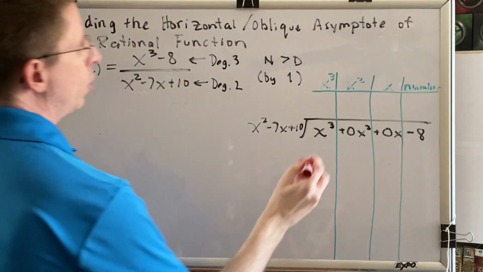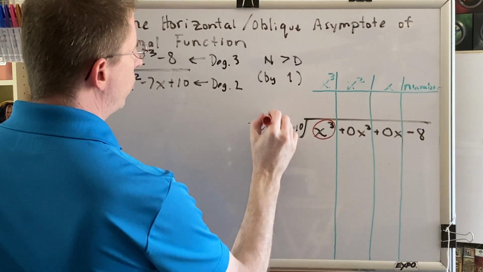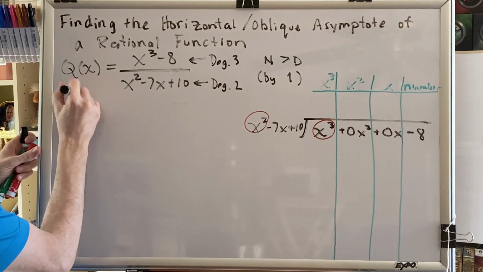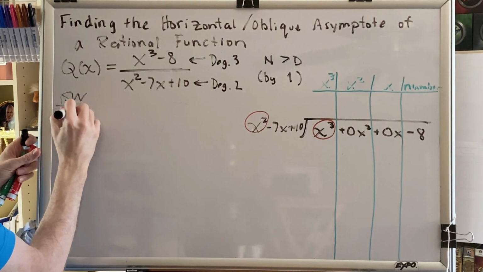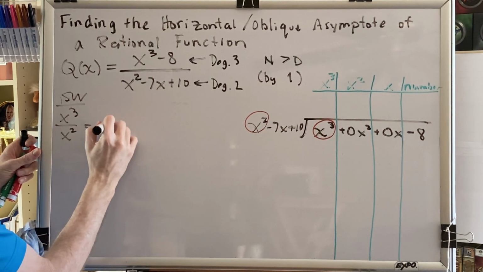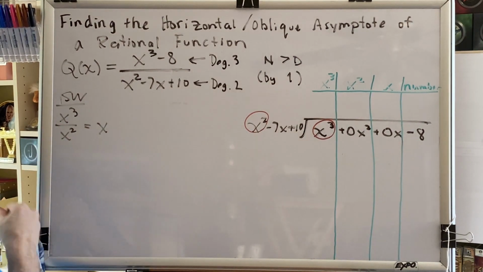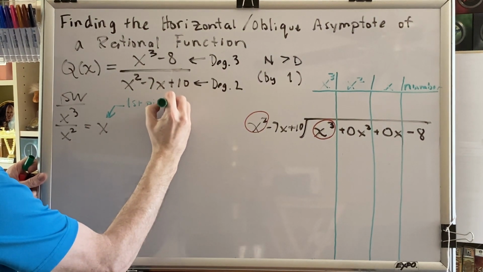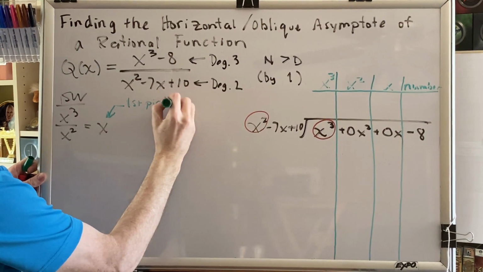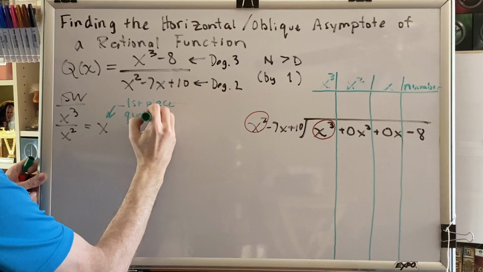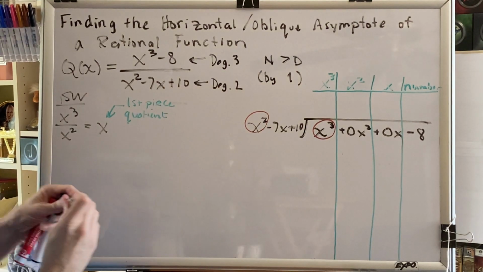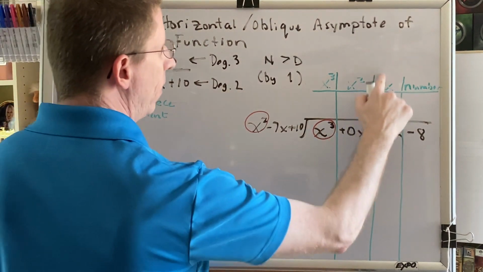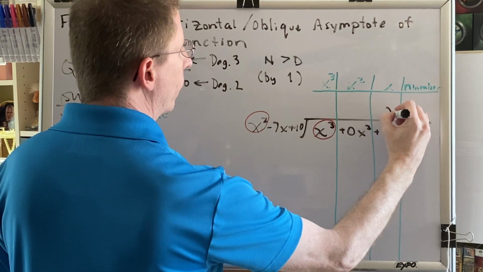Here's the way it works. You take the first term of the dividend and divide it by the first term of the denominator. We're going to do this in our side workspace. So we have x cubed divided by x squared, which is x. That x represents the first piece of our quotient, and therefore it goes above the division bar in the appropriate column. In this case, it goes in the x column because this is x to the first power.